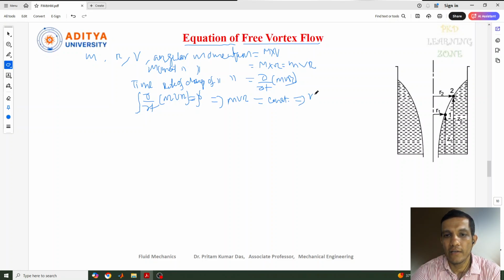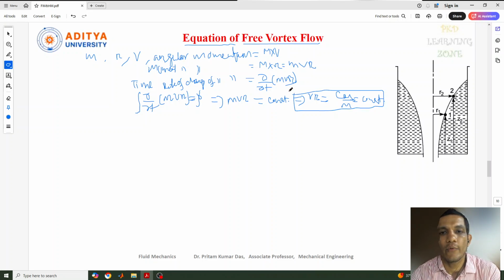Now what will we get here? We can write vr equal to constant by mass, and again it is a constant. So what we got here is vr equal to a constant. This equation we have already discussed regarding the free vortex flow. Now the same equation we will consider here to derive the free vortex flow equation. Okay. For this we will start from here only.